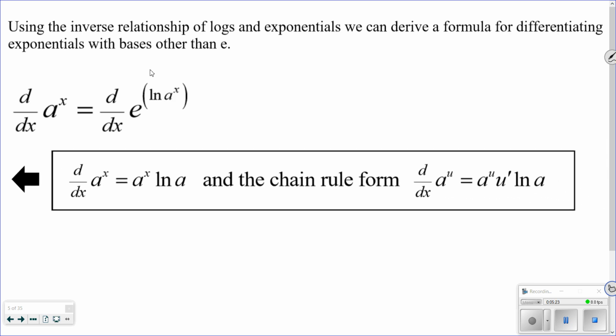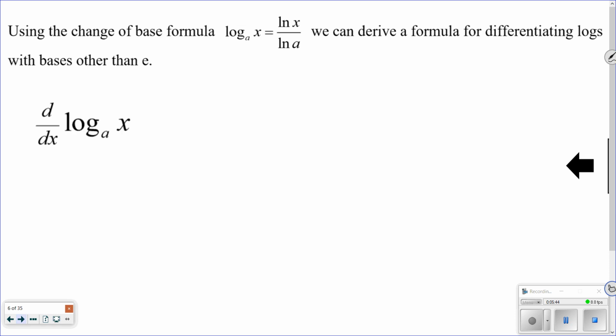This is just adding to that list of rules that we know, right? So if I take the derivative of a to the x power, it comes out to be a to the x times ln of a. If there's a function of x up here, so u is a function of x, then I'm going to have a to the u still, but I have to multiply it by the derivative of my power, the derivative of u, and I still have that ln of a off to the side.